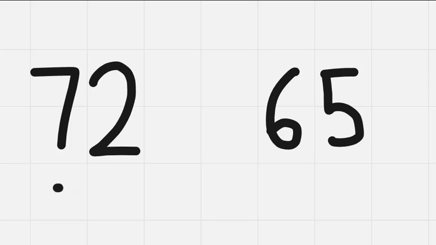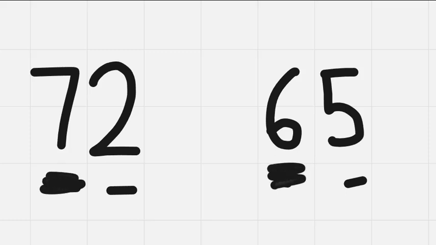Here we have 72 and 65. We look at the first digits. Because they both have two digits, 7 is greater than 6, so 72 is greater than 65.